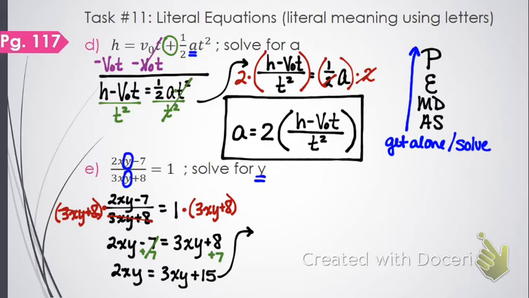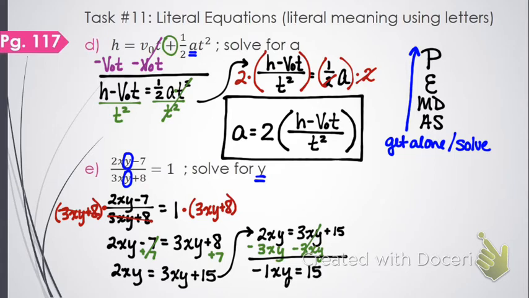I don't want to divide. I want the y's on the same side. Subtract it. 2xy equals 3xy plus 15. Which one do I want to subtract? 3xy. I want my constants on one side together, and I want my variables on the other side together. Are these like terms? Yes, same variables. So what would I have then? Negative 1xy equals 15.